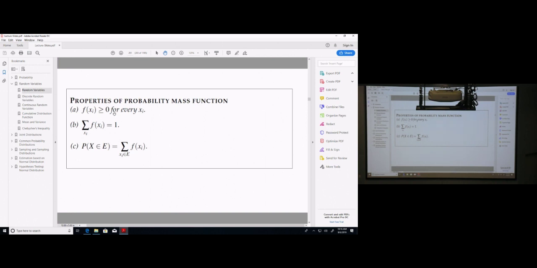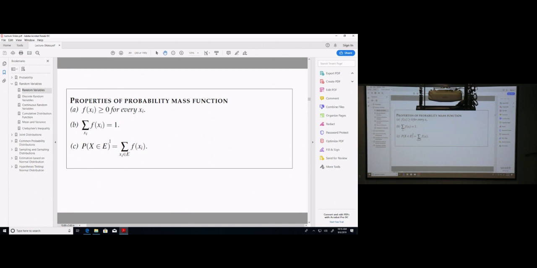So f of xi is non-negative for every xi. Even if xi is not a value of the random variable, we will ignore it because it is not realizable by the random variable anyway. And so this is always non-negative, and then you have to add up to 1.